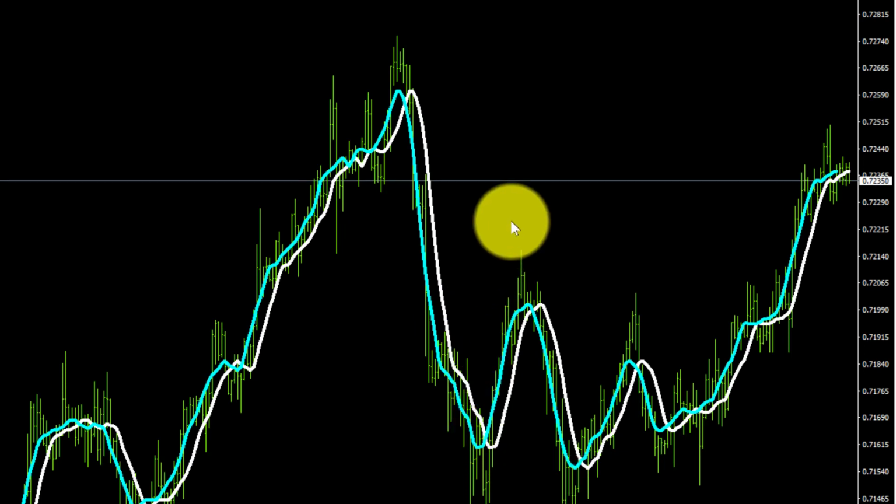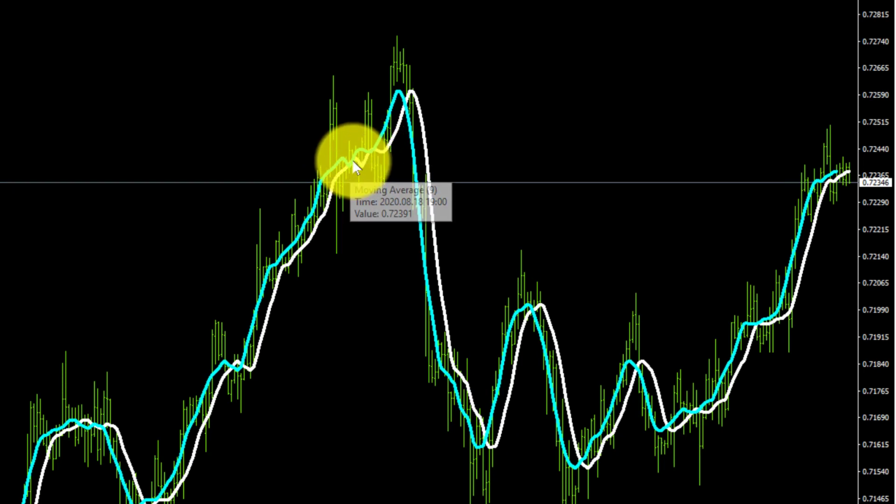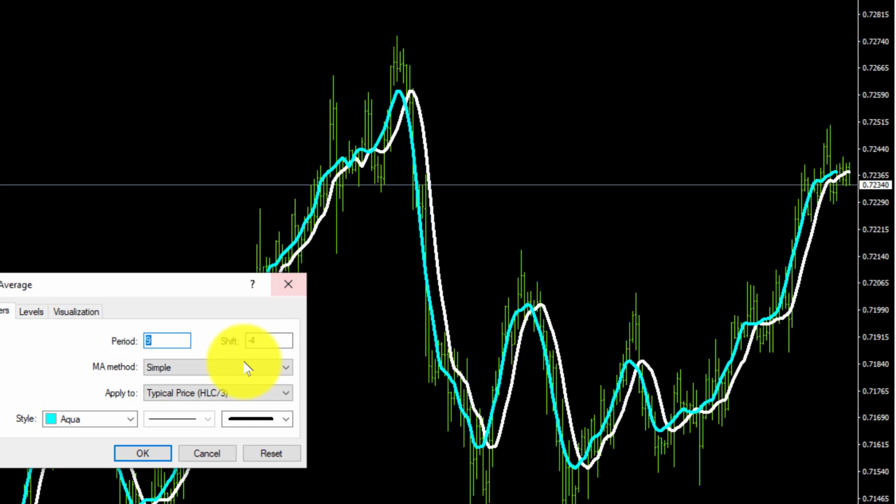Now we need to look at a few other things, and here we can see almost, not quite, almost a whipsaw. Now how do we fix that? The other way of fixing that is to take this and go -5.